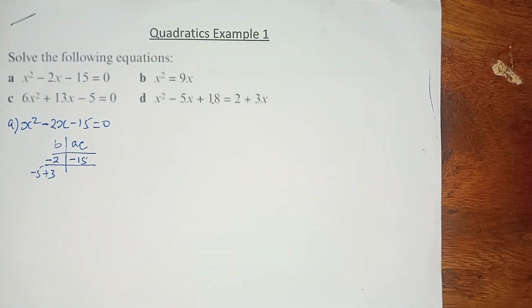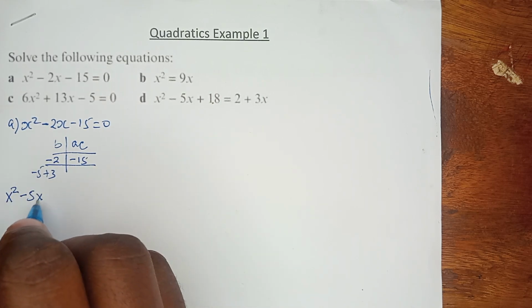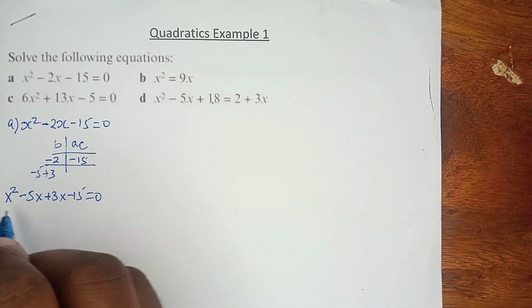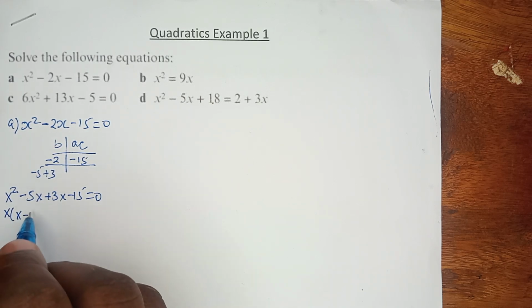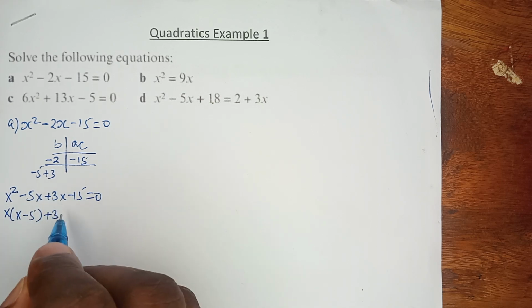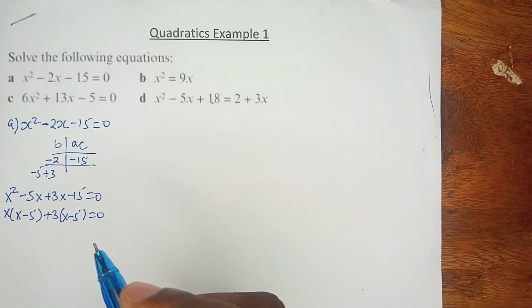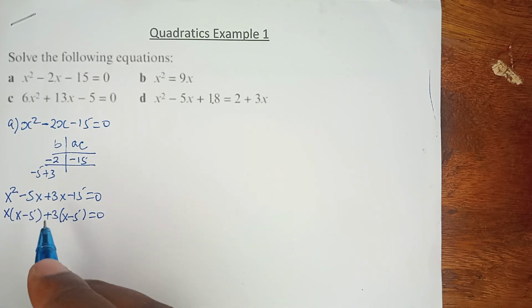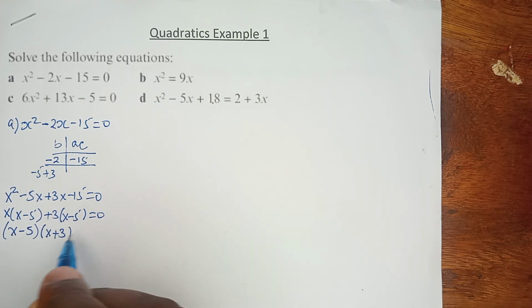We simply substitute the middle term and we have x squared minus 5x plus 3x minus 15 is 0. What is common in the first two terms? X is common, x minus 5. 3 is common in the next two terms, x minus 5 is 0. You realize that this bracket is repeated twice, and therefore we just write it once. X minus 5, and the outer terms make a bracket of their own. X plus 3 is 0.